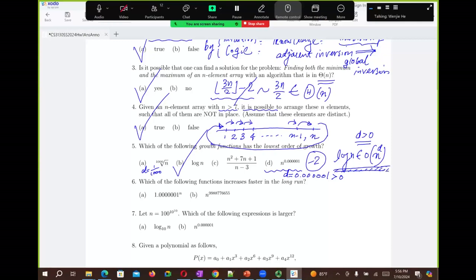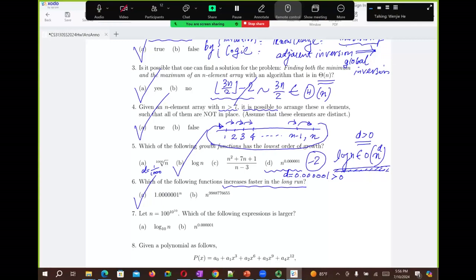Number 6, the correct answer is option A, because it increases faster in the long run. So you can increase n as much as you want. But several students selected 2 or 3. As I remember, 2 or 3 selected B.